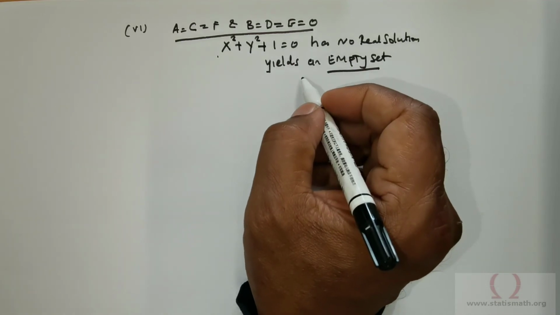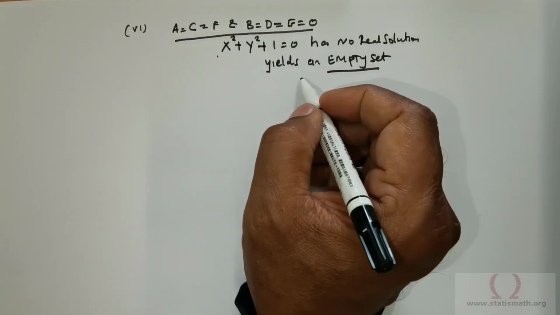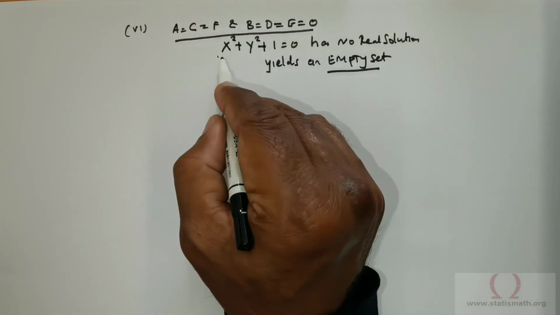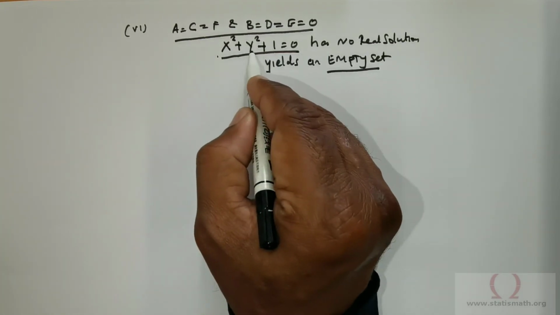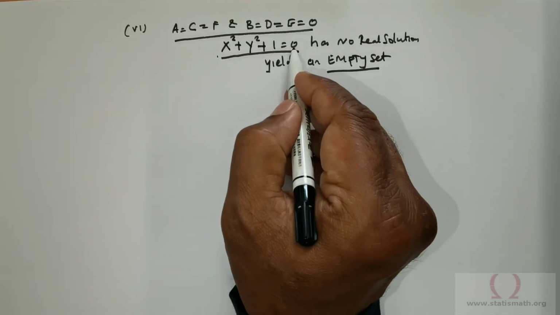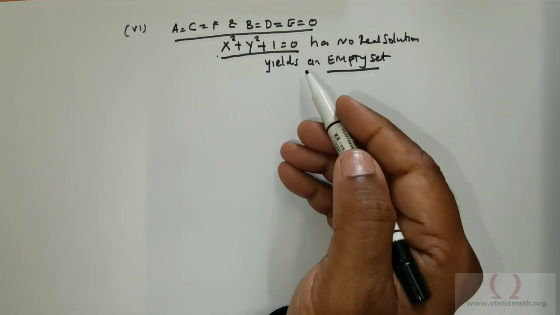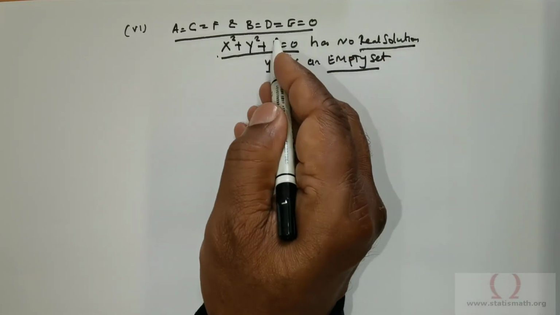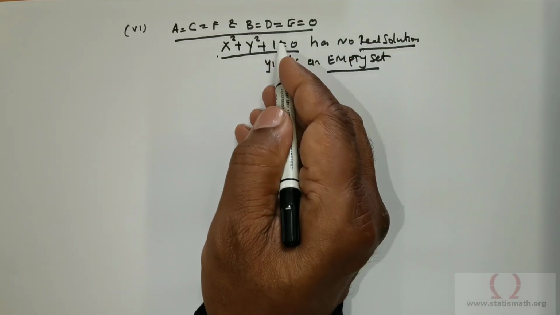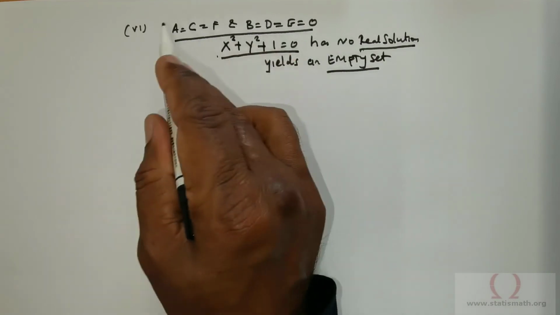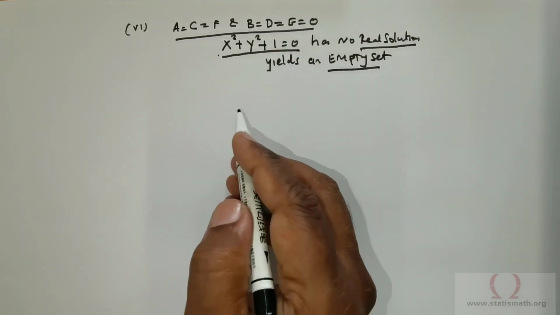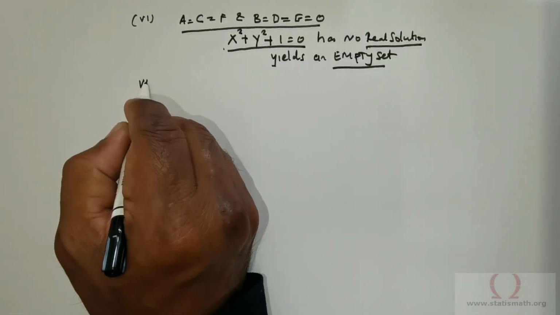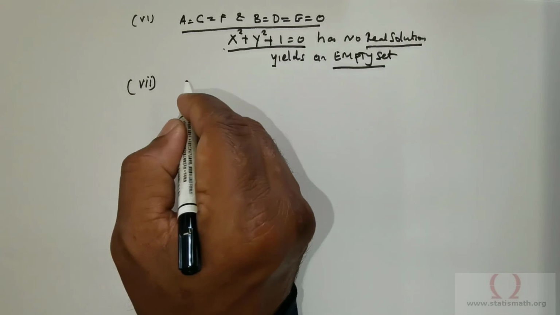And if they ask you another question, what is the system that represents an empty set? You have to write that down: x squared + y squared + 1 = 0 is a system. And why is it empty? Because it has no real solution. So make sure that you are able to remember these concepts. It's critical. Remembering these things is important. So next is condition number 7.